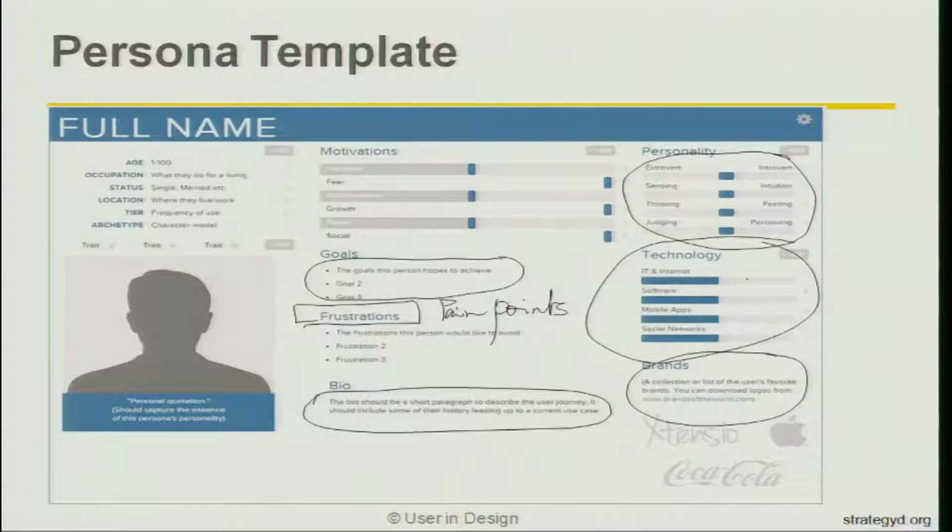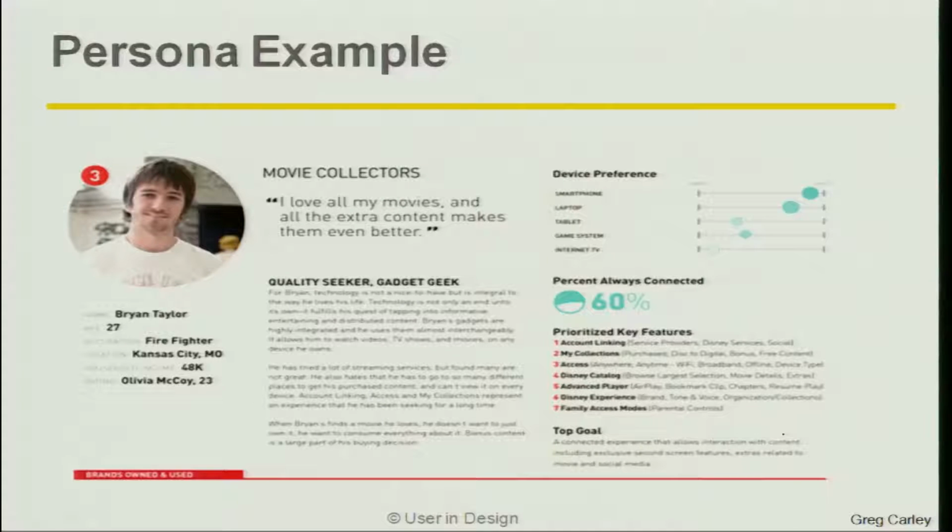So the technology orientation, particularly if it's a technology based product, it's very important to know how tech savvy are they, how not tech savvy are they. And the brands give you an idea of what kind of expectations. If Apple is one of their favorite brands, then you know they have an expectation of quality. Okay. Now let's look at a persona example that is fairly detailed.